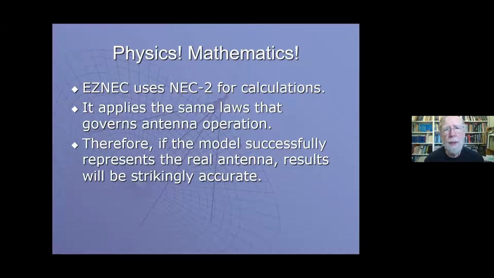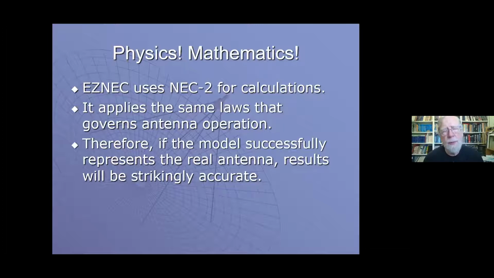And NEC2, which it uses for calculations, is another several tens of thousands of lines of code. So NEC2 does the calculations, EZNEC is an interface for it, but NEC is built in, and I've got a special speeded up version. It's very much faster than the original NEC2. And NEC2 applies the same laws of physics that govern antenna operation, and they're not trivial.